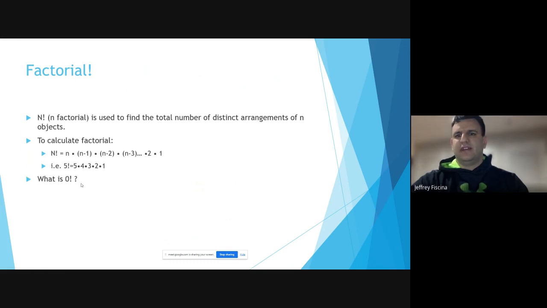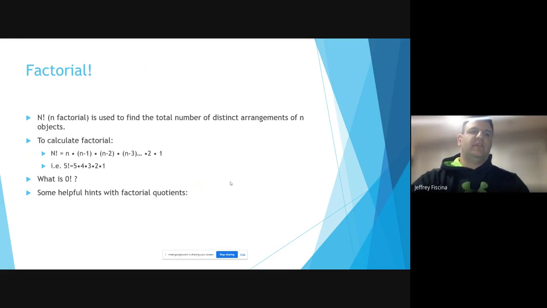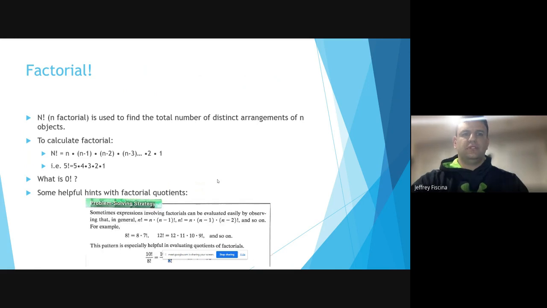Okay, 0 factorial, think about what that would be. Because if we're going to go all the way down to 1, 0 is less than 1. So give that some thought. You might be able to figure it out, or you might know it already, but we'll talk about that more on Monday as well. Some helpful hints with factorial quotients.